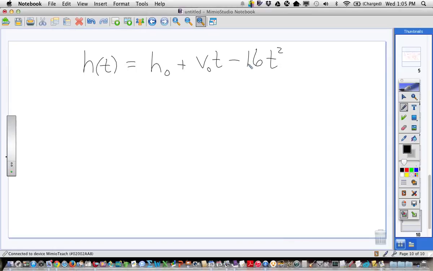So this part of the equation is half gravity. So on the other one, it's 4.9, which is half of 9.8. 9.8 is the acceleration of gravity in meters per second squared. Okay? But anyway, that's where that comes from. So if you're using feet, this would be your equation.